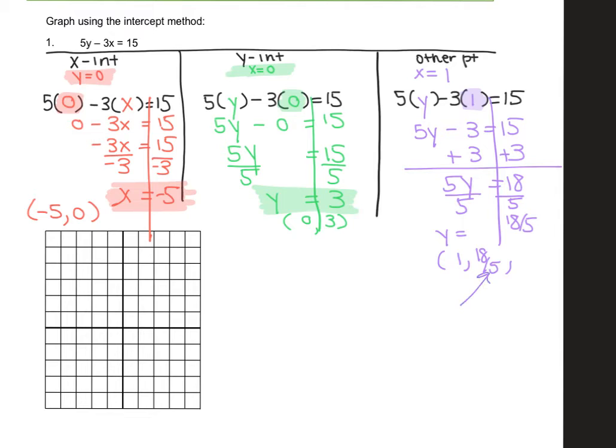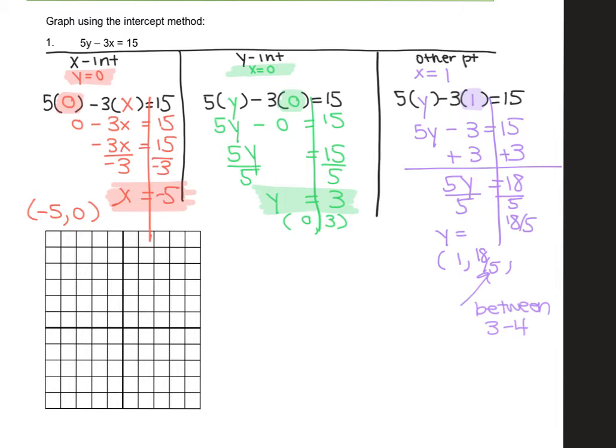It's not a huge deal because I have other nice points to work with, but ultimately 18 over 5, if I plug that in my calculator, I'm between 3 and 4. You'll see how this comes in handy in a minute. So let's plot my other points.